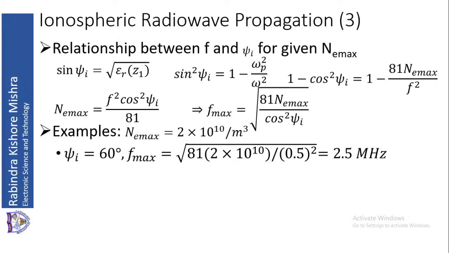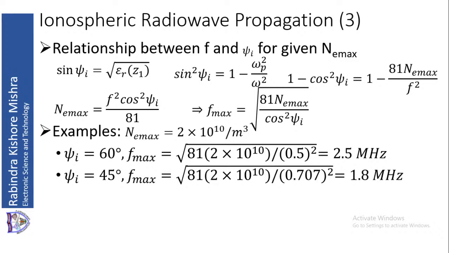Find out the maximum frequency for which the ray will bend back towards the earth, and that is the question. So f max, use this same formula, 81 N_emax, which is 2 into 10 to the power 10, divided by cos square psi I. Psi I is 60, so cos 60 is 0.5 or half, so 0.5 square. Take the root of that, and that will give you 2.5 megahertz. So simple example. Similarly, if I take 45 degrees instead of 60 degrees, this 2.5 megahertz will be 1.8 megahertz. So calculate that yourself.